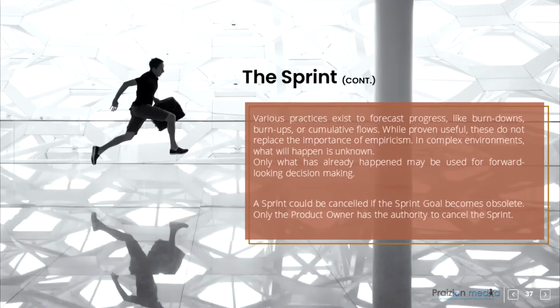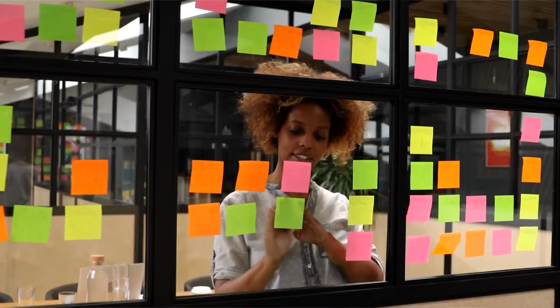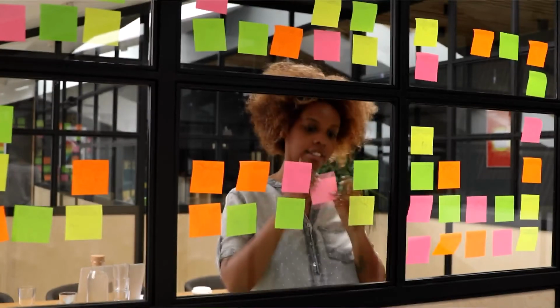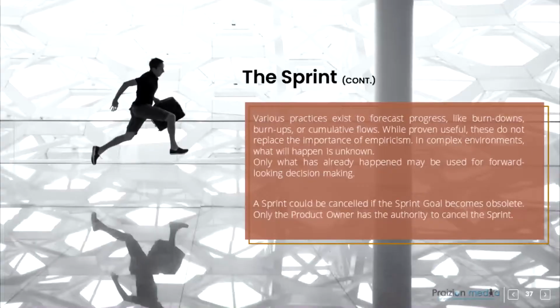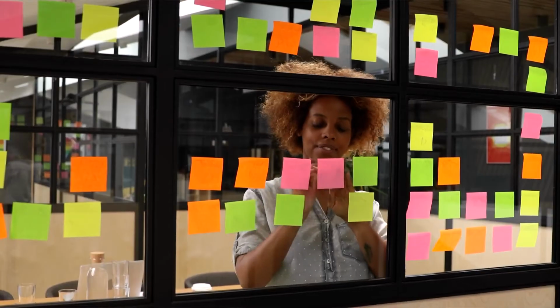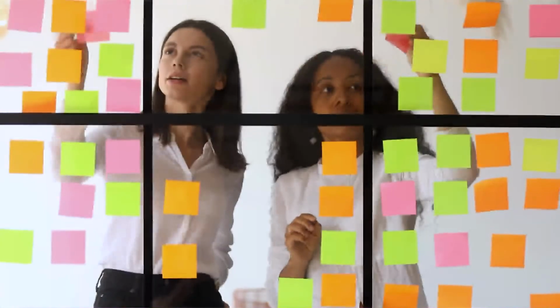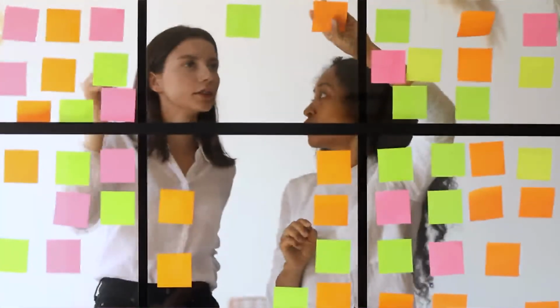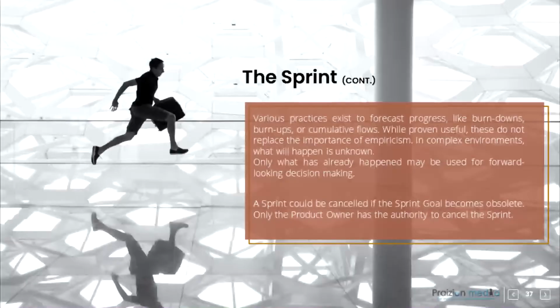Various practices exist to forecast progress, like burn downs, burn ups, or cumulative flows. While proving useful, these do not replace the importance of empiricism. In complex environments, what will happen is unknown. Only what has already happened may be used for forward-looking decision-making. A sprint could be canceled if the sprint goal becomes obsolete. Only the product owner has the authority to cancel the sprint.